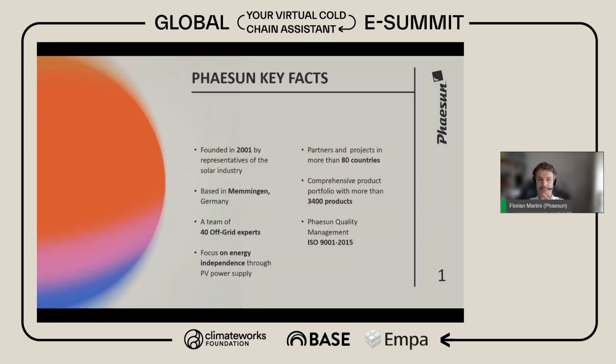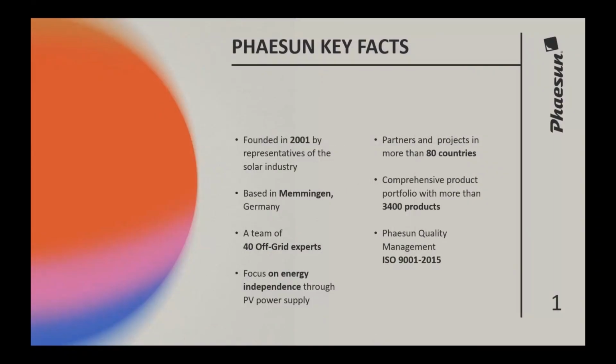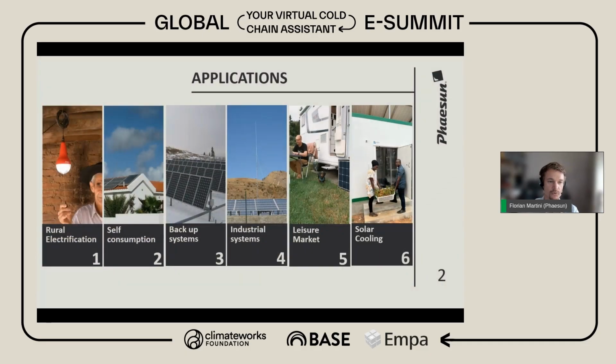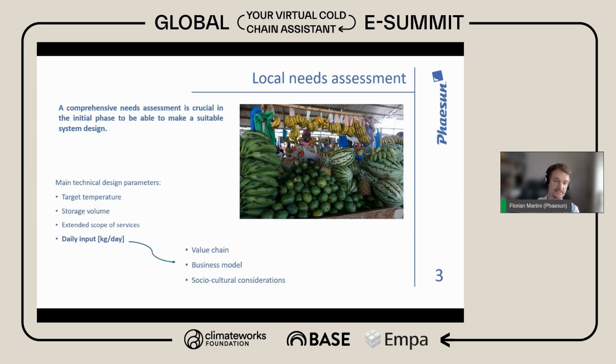Yeah, so the company has been founded about 25 years ago. We are based in southern Germany with a team of about 40 off-grid experts. We have partners and projects in more than 80 countries, focusing on the African continent with a product portfolio of more than 3,000 products from the off-grid sector. We're active in different fields of applications, and today, of course, I would like to focus on the solar cooling sector and our experiences in this field.